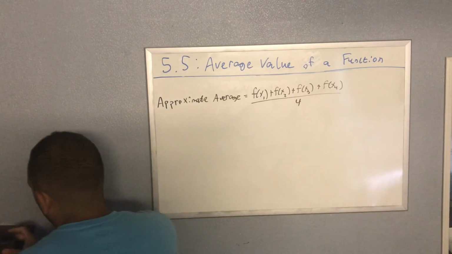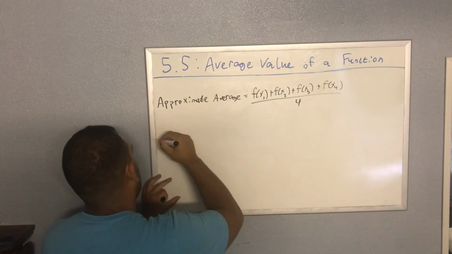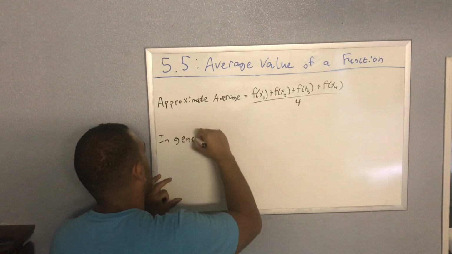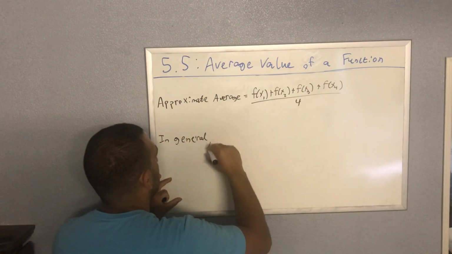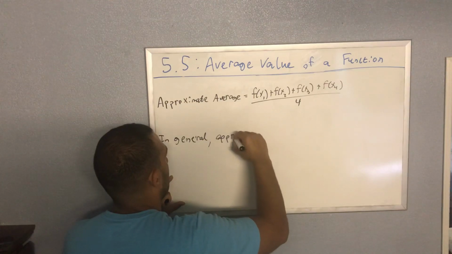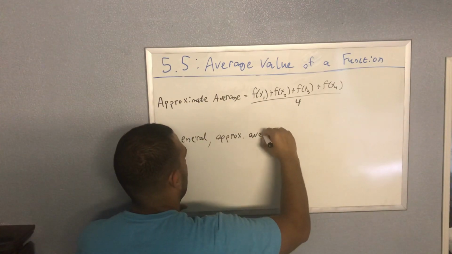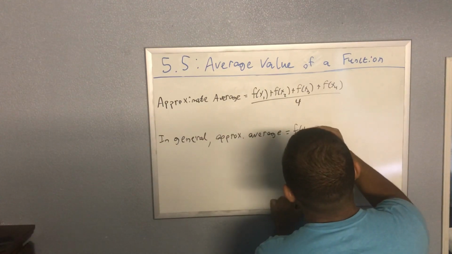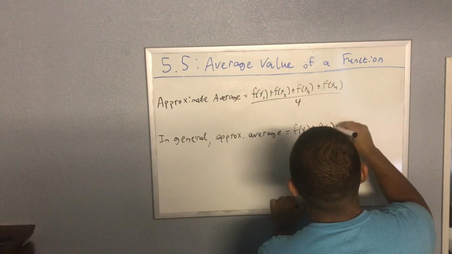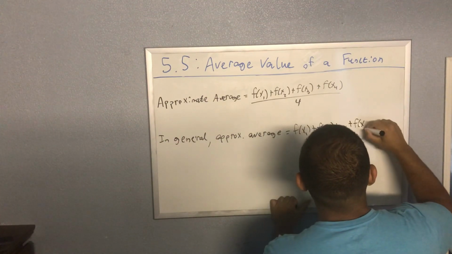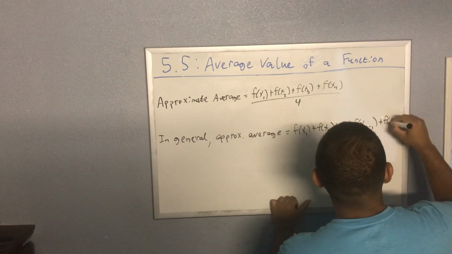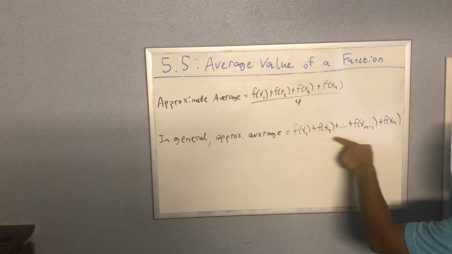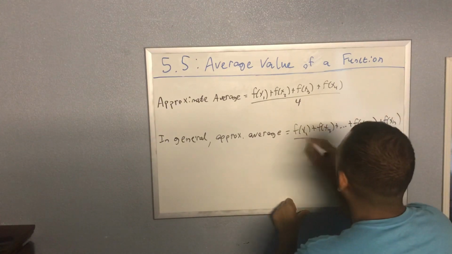So then in general, if we didn't use 4 points, but we used n points, the approximate average would be this. So now you just add up the outputs of the n sample points that you used, and you would divide this by n.